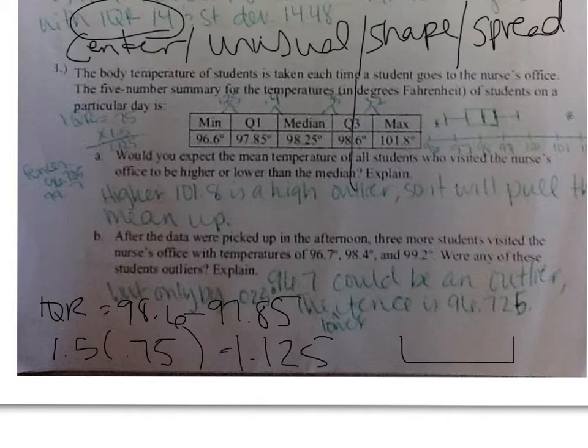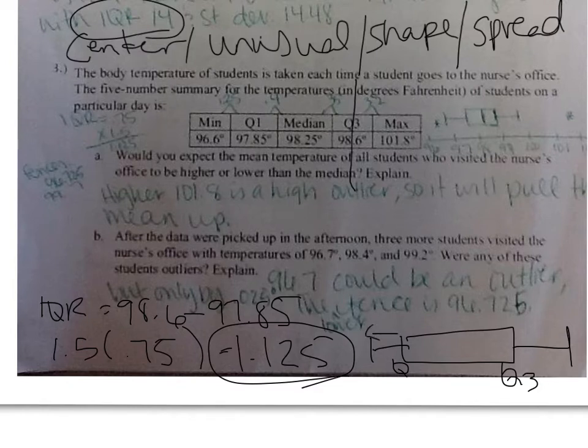So if I know here's my Q1 and here's my Q3, this number tells you how far you can stretch out. So I'm going to stretch out 1.125 places. From Q1, I'm going to stretch backwards 1.13 places. From Q3, I'm going to stretch forward 1.13 places. And that lets you know anything outside that fence is an outlier.